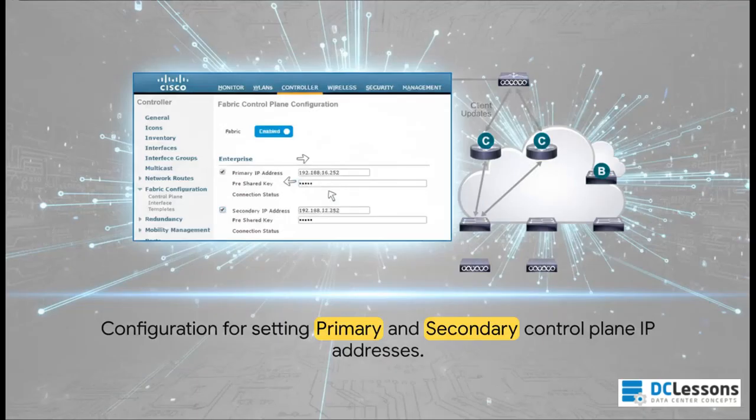And here's a peek behind the curtain at how you actually set this up. This is a screenshot from a controller, and as you can see, it's ridiculously simple. You just plug in the IP addresses for your primary and secondary control plane nodes, and that's it. This one simple step enables that powerful active-active architecture we were just talking about. It's a perfect example of SD-Access taking something really complex and making it easy to deploy.